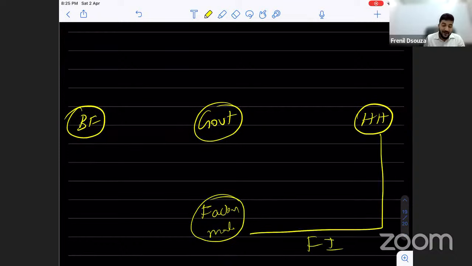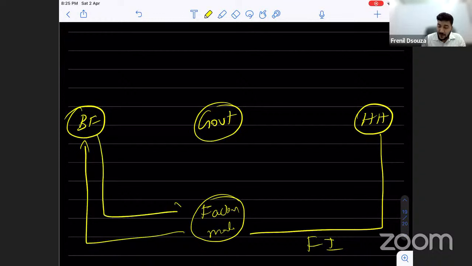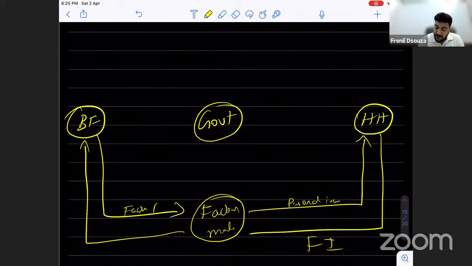Once the factor inputs are provided, what will happen next? These factor inputs will go to whom? The business firms. And business firms in turn will make factor payments through the factor market to the households. And the households will get something called personal income. Whatever factor payments are made by the business firms to the households become their personal income.